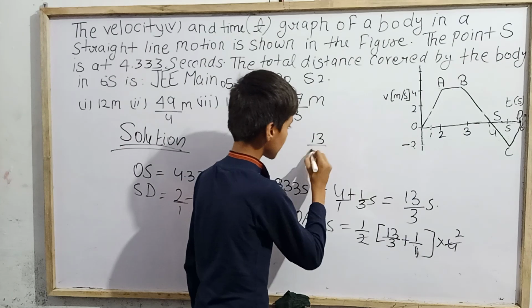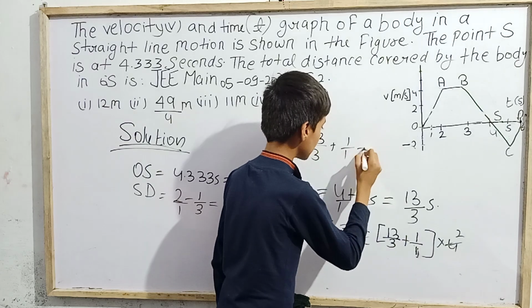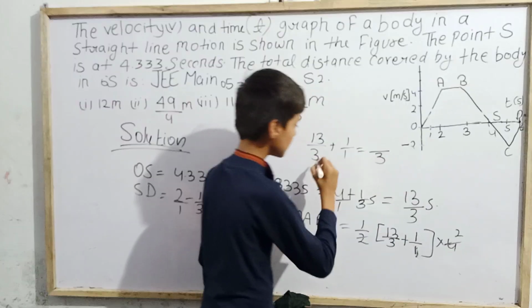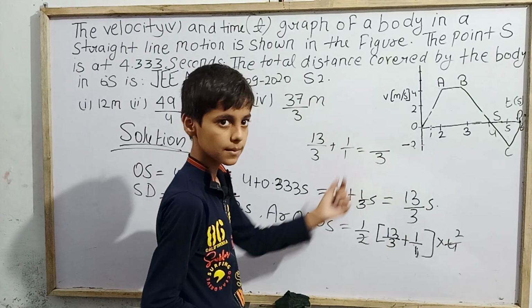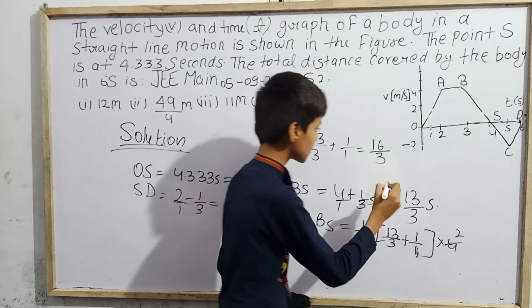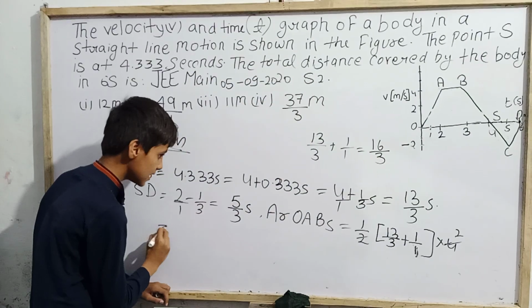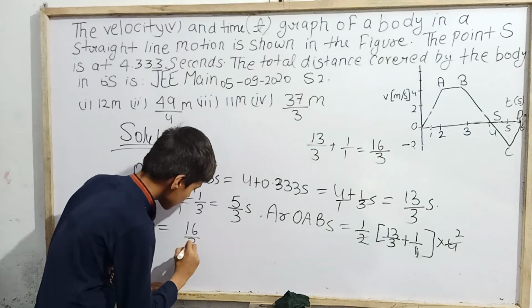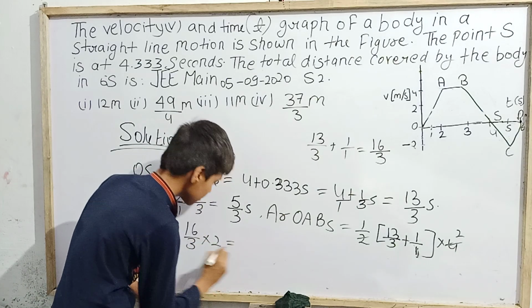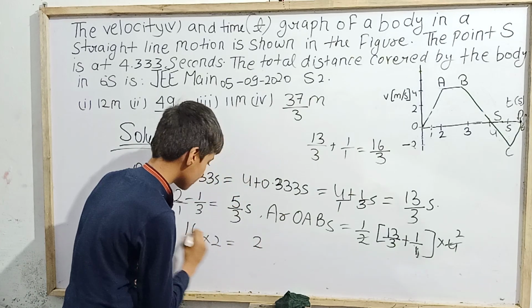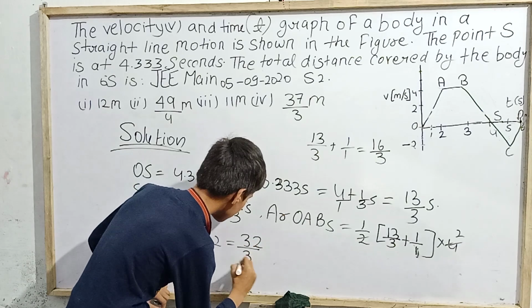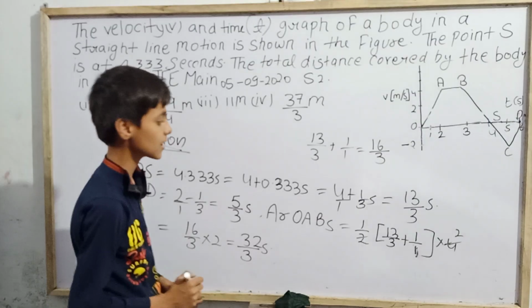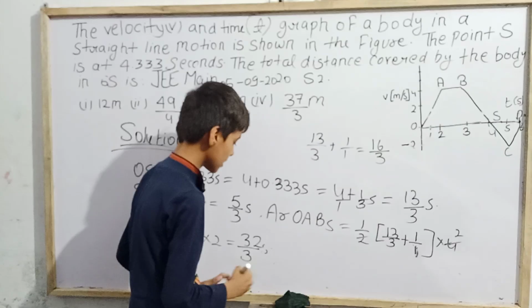So 13 by 3 plus 1 by 1 is equal to what? Upon 3 we will be getting 13 plus 3, which is equal to 16 by 3. So 16 by 3 into 2. 2 sixes are 12, 2 ones are 2, 1 carry, 3, so 32 by 3 meters.